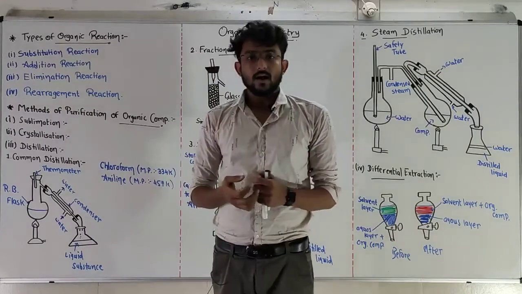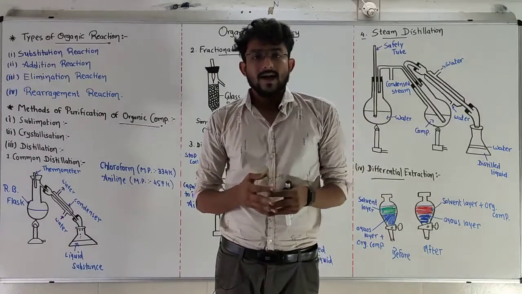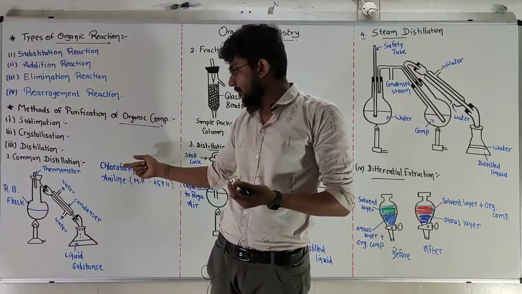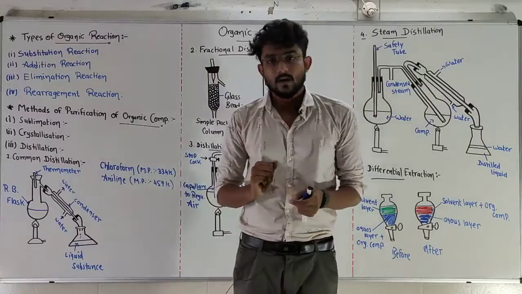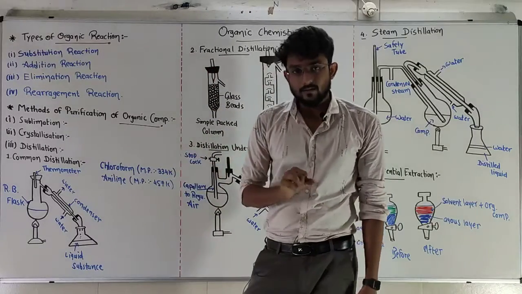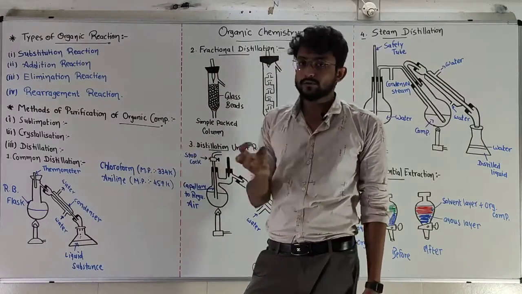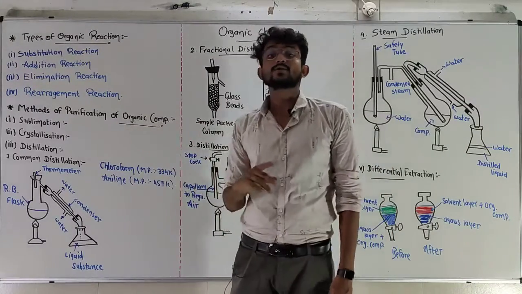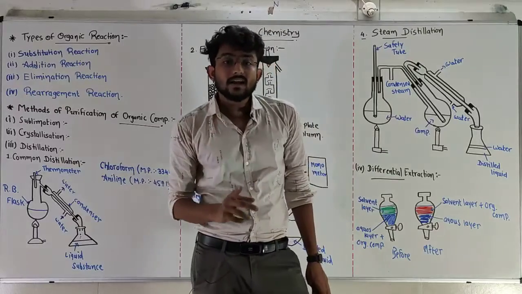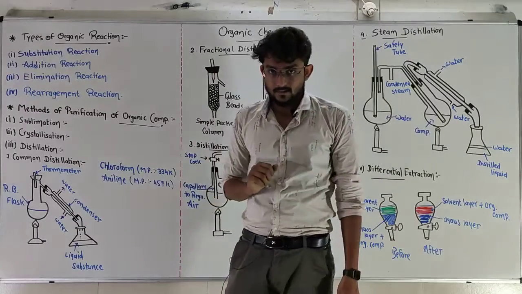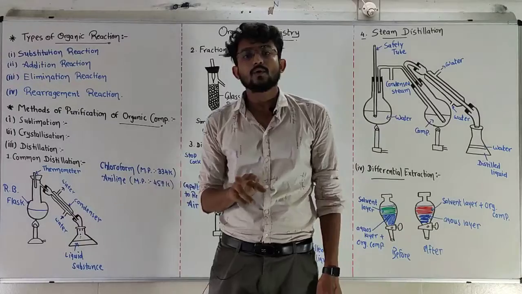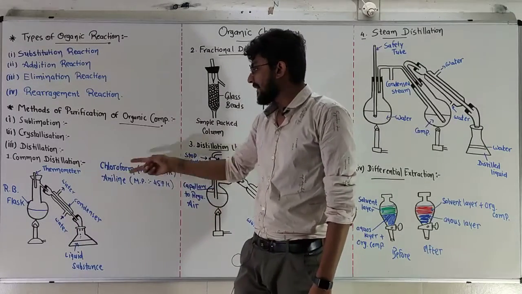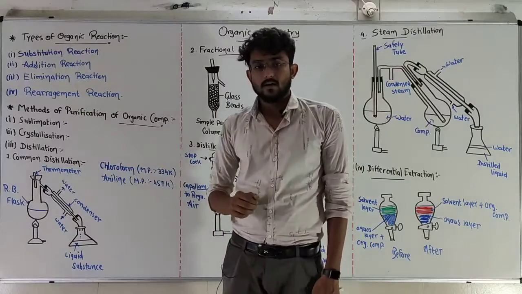Suppose in the laboratory, I accidentally mixed 2 substances, chloroform and aniline. Both of them are liquid. So first of all, distillation can be used for liquid organic compounds. So I have a mixture of chloroform and aniline.